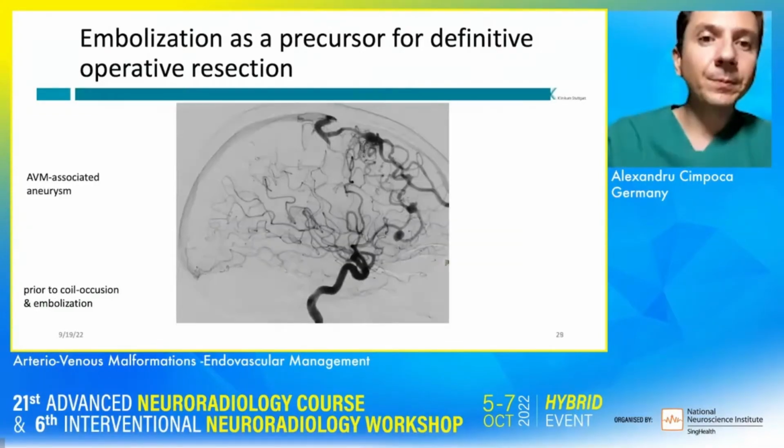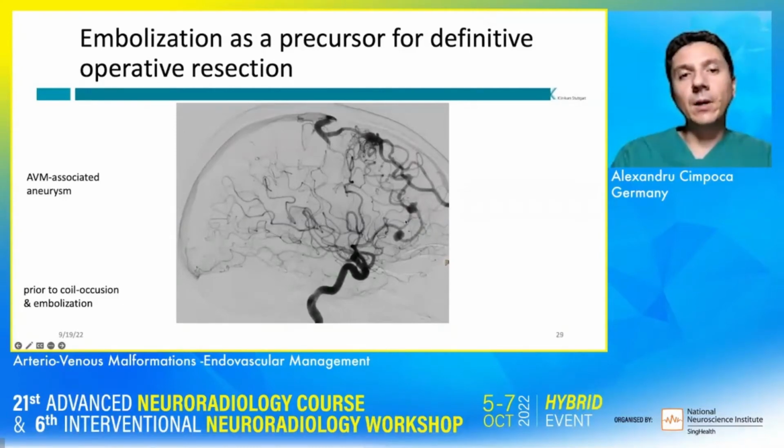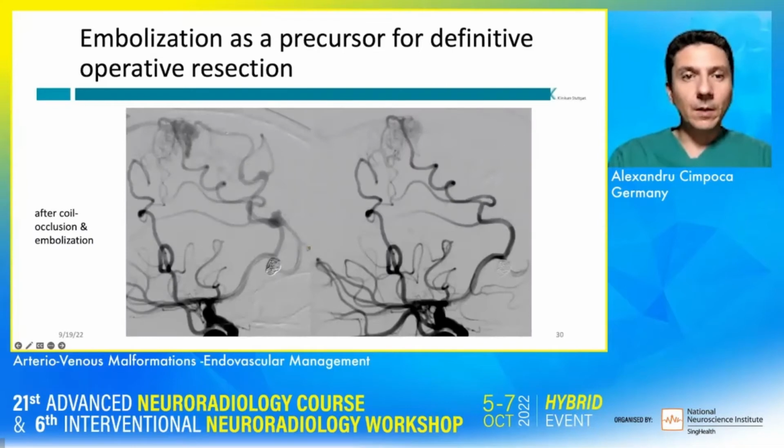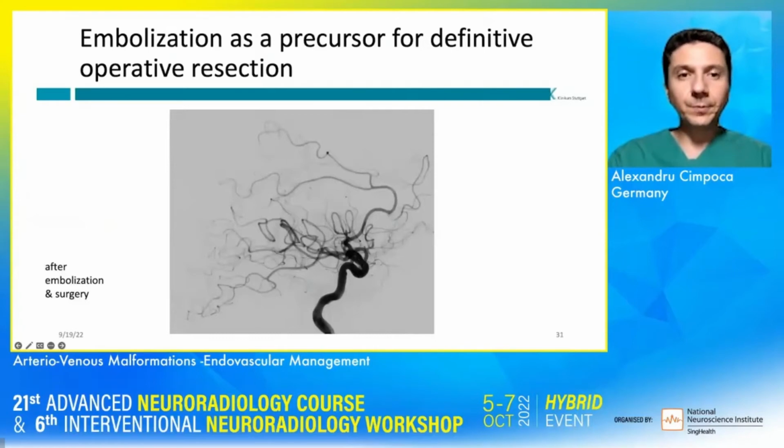Also, preoperative embolization makes sense to take care of the risk lesions, aneurysms, as in this case. So the proximal aneurysm was coiled, and the distal aneurysms were occluded together with the parent vessel. We can see here the glue cast occluding the aneurysm and part of the nidus. And the postoperative image shows a complete obliteration of the AVM.